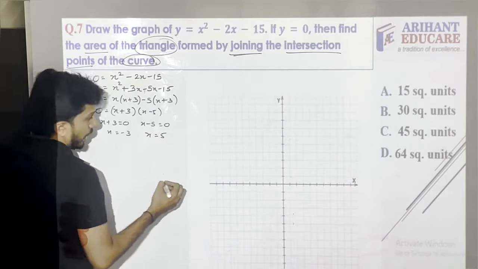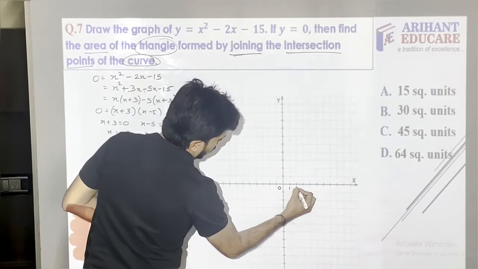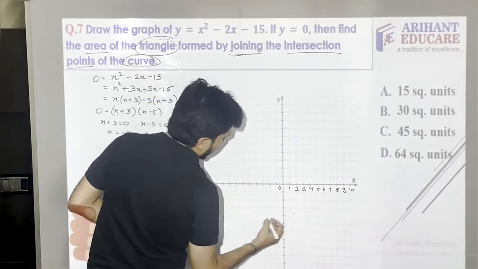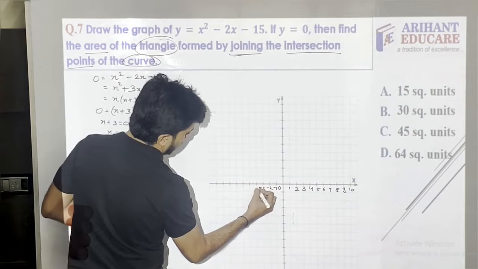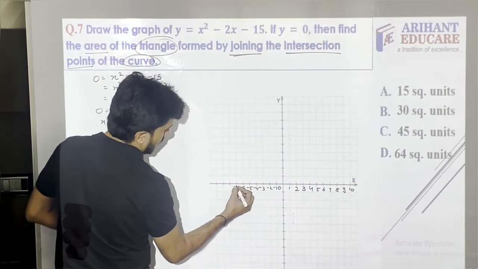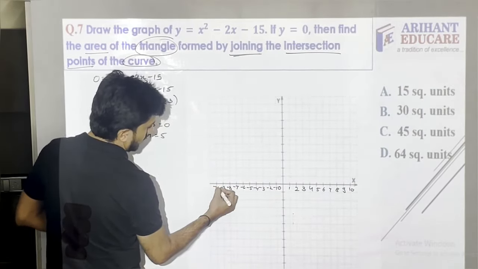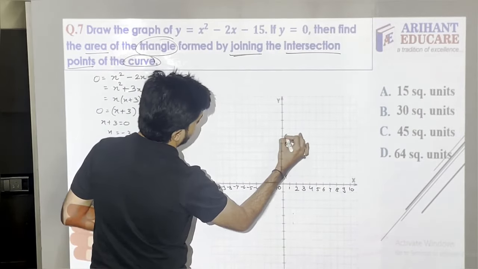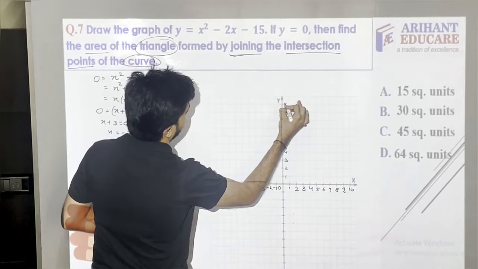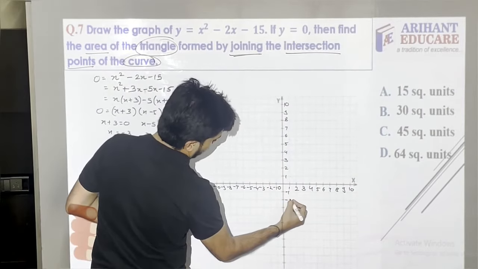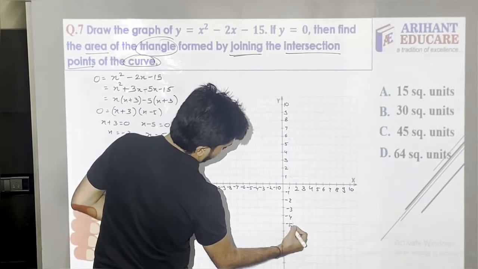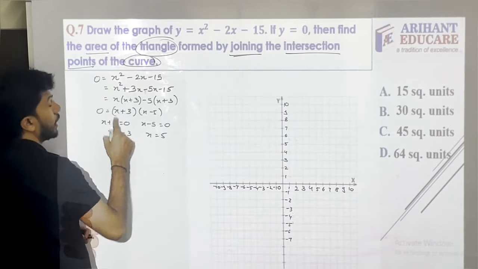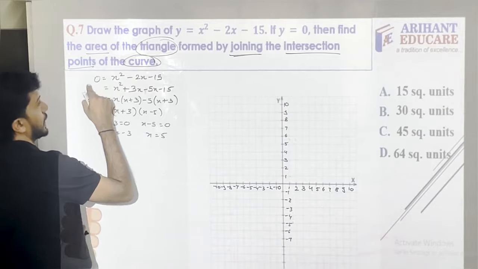Now let's see. If I have 0, 1, 2, up to 10, and I have minus 1, minus 2, up to minus 10 on the number line, and on the other axis also 1 up to 10, and minus 1 up to minus 7. Okay, x is minus 3. We know it is a value which gives us 0.